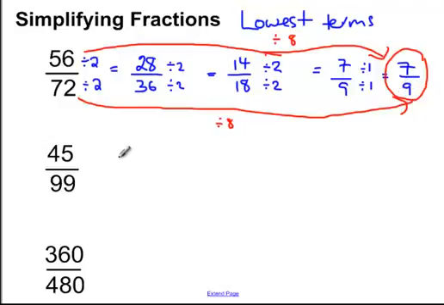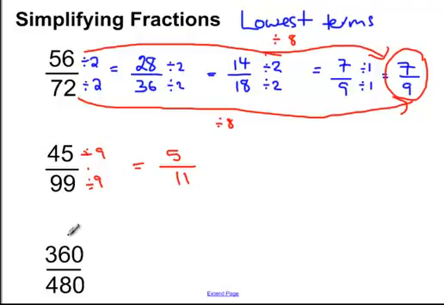Let's look at our second example here, 45 over 99. Is there a number that divides evenly into both 45 and 99? Hopefully you can see that 9 goes into both of those. So I'm going to divide the top and the bottom by 9 to get 5 over 11. Now, is there anything that goes into both 5 and 11? No, there isn't. They're both prime, which isn't always going to happen, but in this case they don't have any common factors except for 1. So we're done with that one.